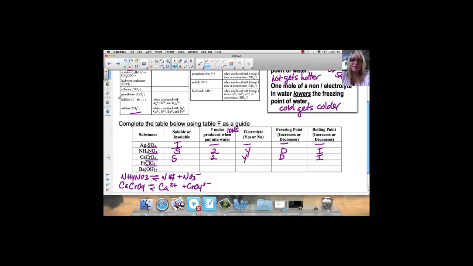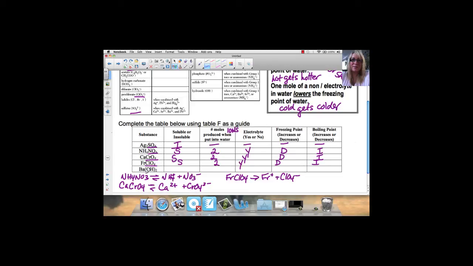FrClO4. ClO4 is here on the left, the soluble side. No exceptions, so this is soluble. This would dissociate into Fr plus 1 and ClO4 minus. So 2 ions, yes, decreases, increases.